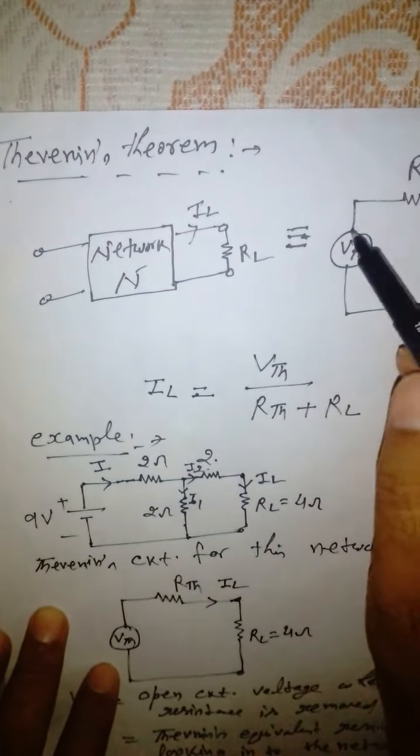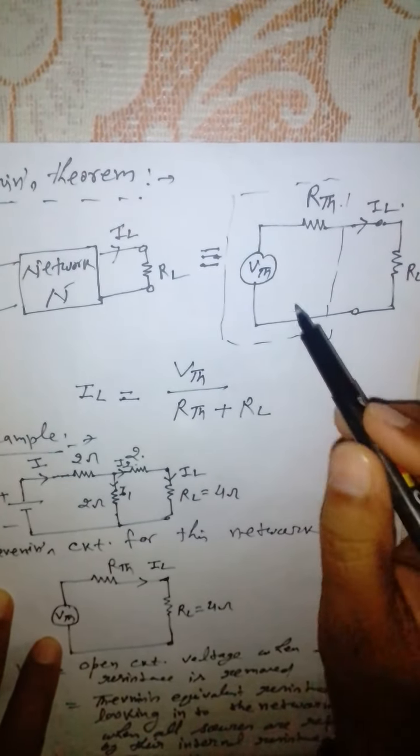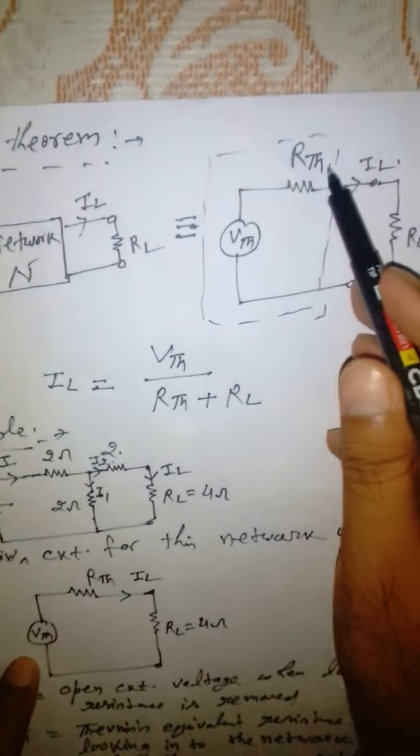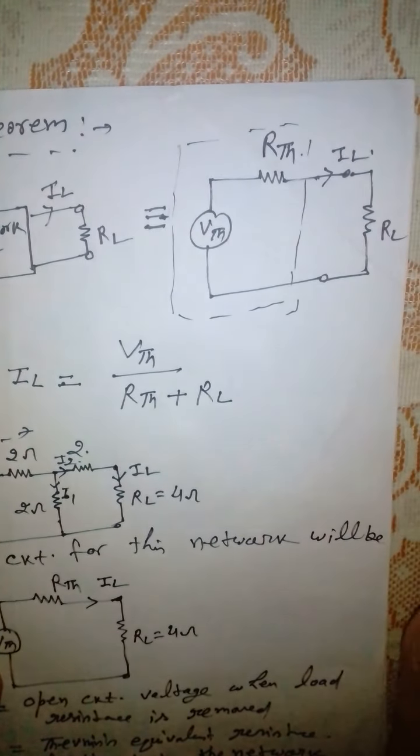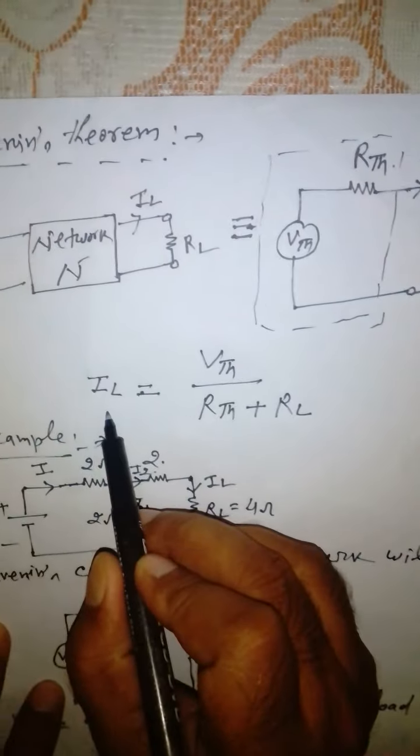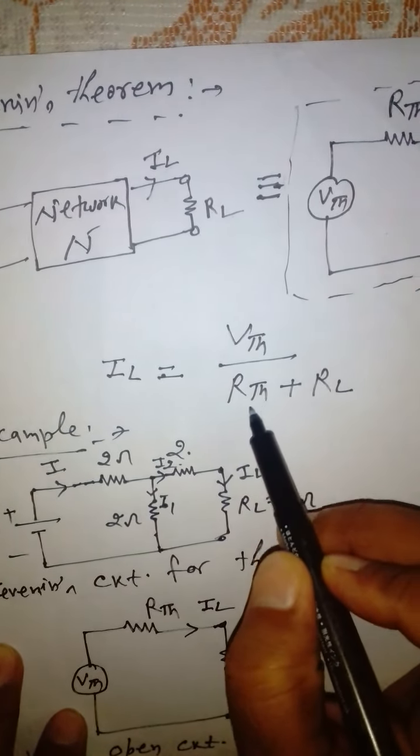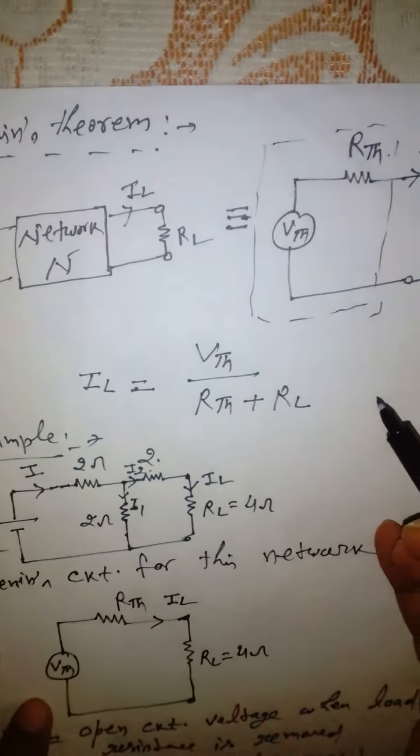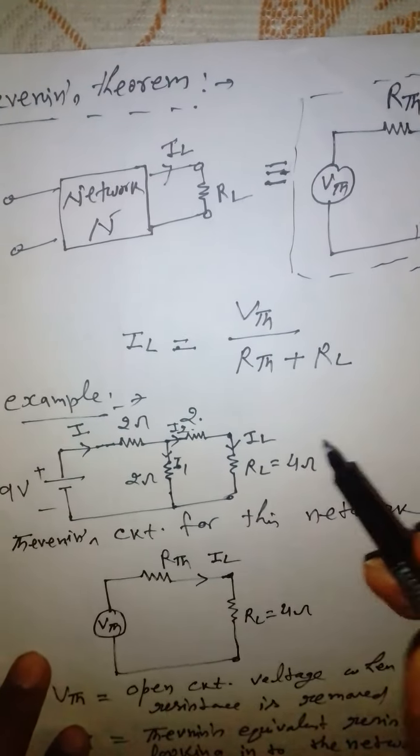So this network N is replaced by the equivalent circuit, which will have a voltage source VTH and in series a resistance RTH, and this is the load resistance, and IL is the load current. So IL, the load current, will be equal to VTH, Thevenin's voltage, upon Thevenin's resistance plus load resistance. In order to understand it in a better way, now we are taking an example.